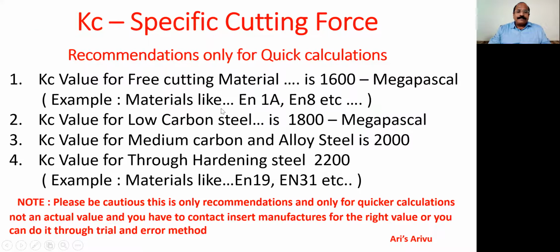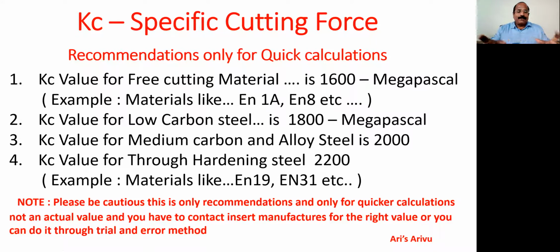So I have given a general value for the quick calculation of cutting forces. Kc value for free cutting material is 1600 megapascal. For example, free cutting steel like EN1A and EN8, this is 1600. Kc value for low carbon steel is 1800 megapascal. Kc value for medium carbon and alloy steel is 2000. Kc value for through hardened material like EN19, EN31 and all that, it will get 2200 as a value. Please note, these are not very accurate values, but it's a suggested value by me, which I used effectively.